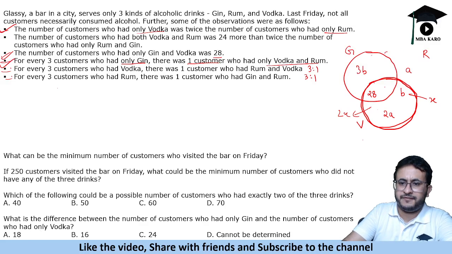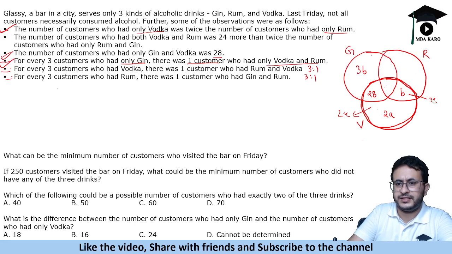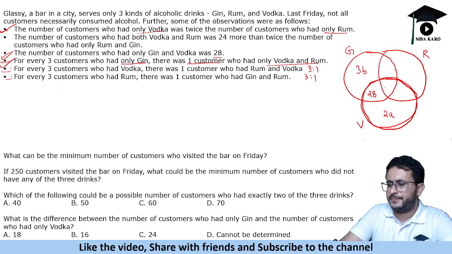So similarly we will find, so this part is done. We will form equations, we will put some variables here, and also what we did was, this was a and 2a, this was b and 3b.